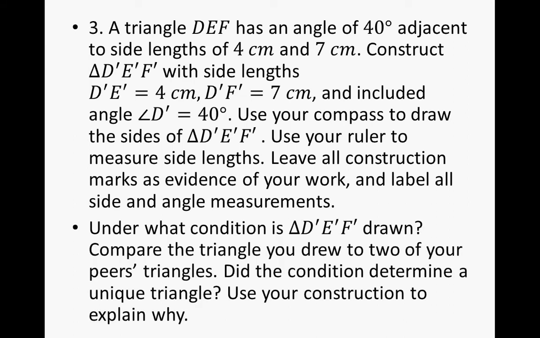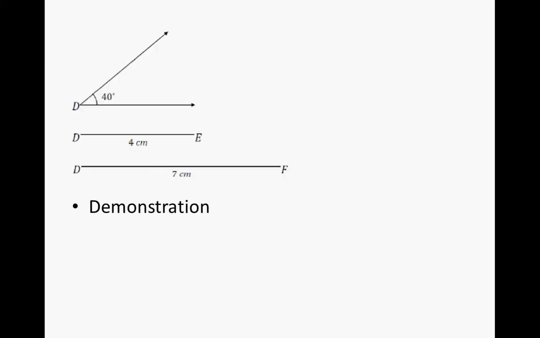So under what condition is triangle D prime, E prime, F prime drawn? Compare the triangle you drew to two of your peers' triangles when we get to class. Did the condition determine a unique triangle? Use your construction to explain why. Alright, so here's what we're given on our paper. So let's go ahead and take a look at how we would do this if we're given an angle.